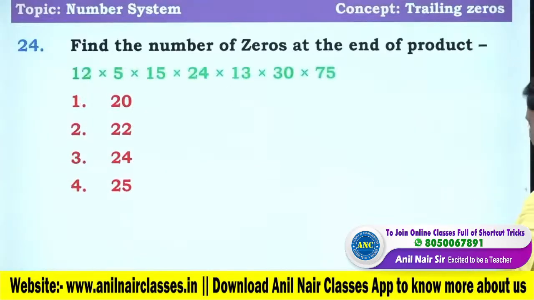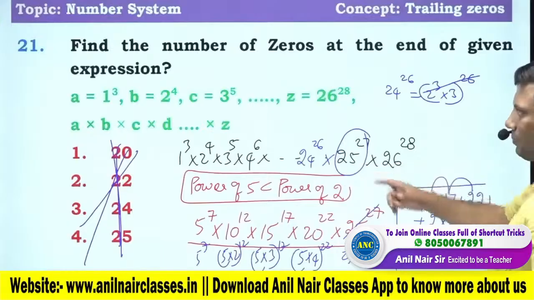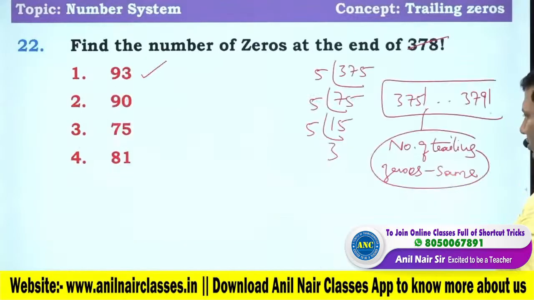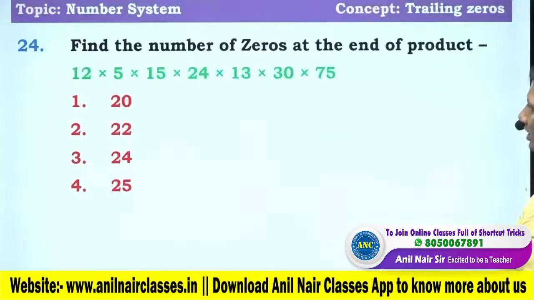Already we did this kind of question. I think these options are only kept here, sir. 20, 22, 24, 25, same options. The other question's answer options are kept here, sir. I hope you understood the mistake. Next one.